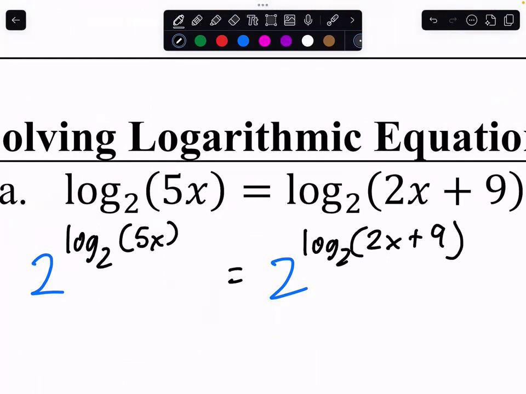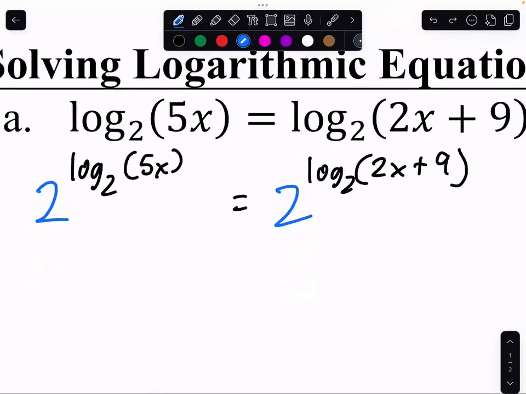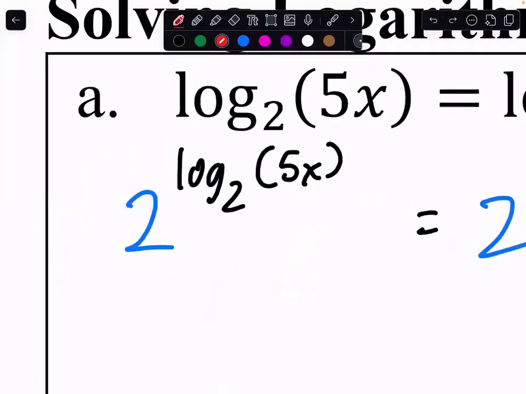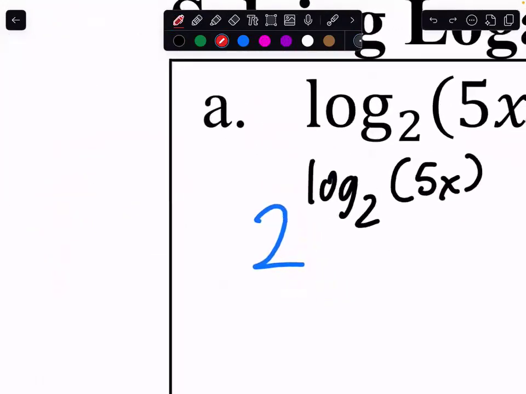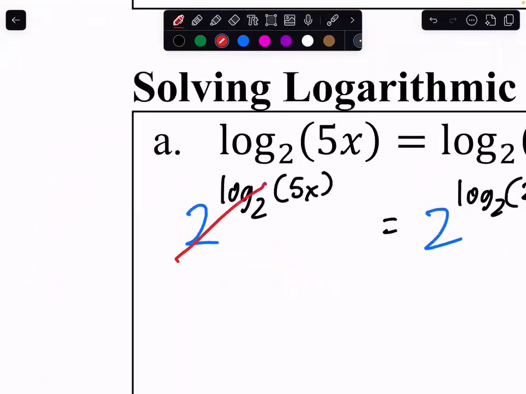Okay, so again, you're not squaring both sides. You're not putting an exponent of 2. You're making 2 the base, and the previous step is the new exponent. Okay, so again, once you've done that, you look at the two sides separately. The left side, the 2 to the power of log base 2 cancels out, leaving the 5x behind.